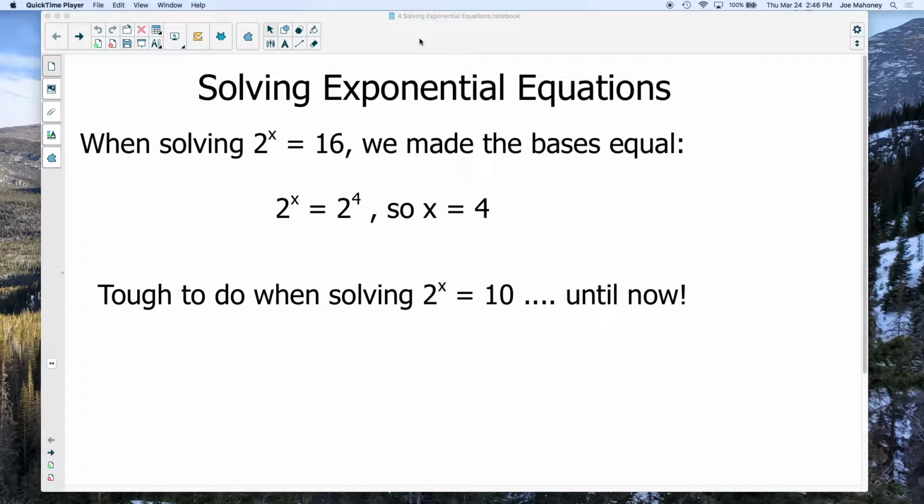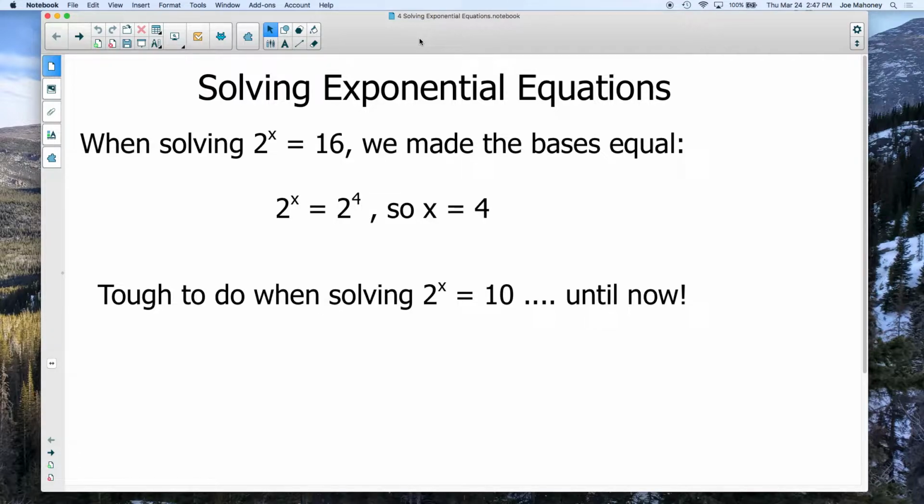So when we solve things with exponential and logarithmic equations, one appealing thing about it is it makes exponentials linear. I mean, we didn't have to do this in this first example because the bases were equal. 2 to the x equals 16, 16 is 2 to the fourth, so x equals 4. But when we're solving something like 2 to the x equals 10, there's a problem. We can't really make the bases equal. So that's the power of the logarithm.